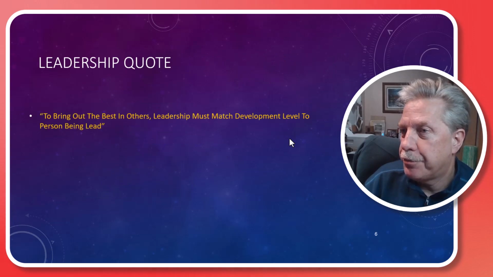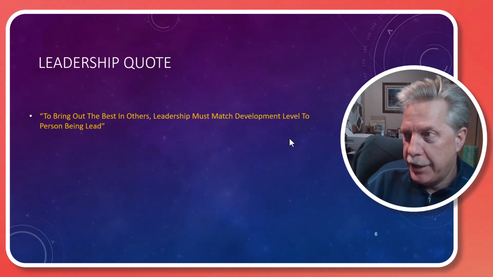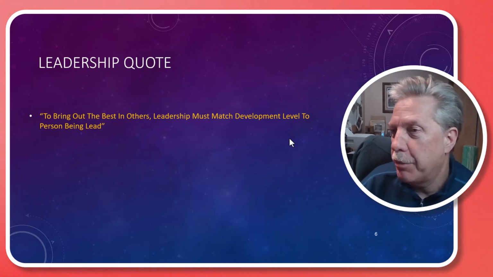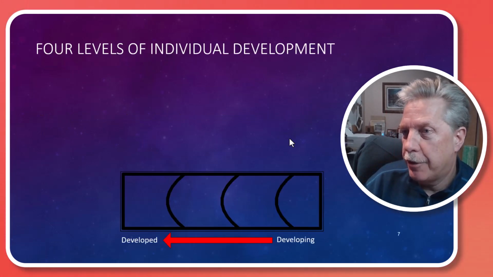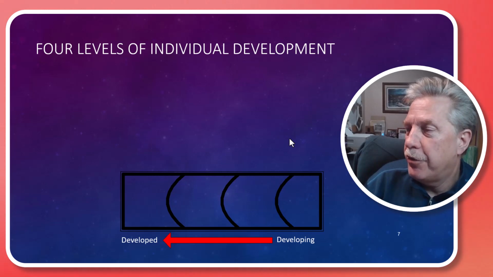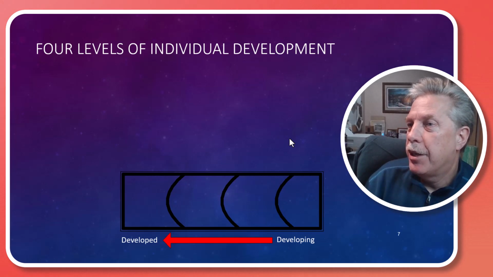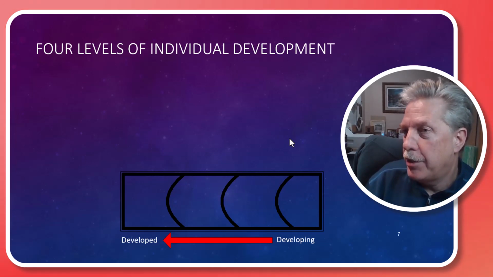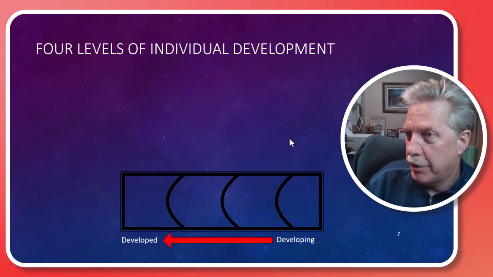So, the leadership quote that I want to bring to you is: to bring out the best in others, leadership must match development level to the person being led. That's the key to situational leadership. As the name implies, in a certain situation, you apply a certain type of leadership style. So there's 4 levels of individual development. As I indicated, they identified there were some missing pieces in the survey they did: the management teams didn't tend to focus on the development aspect of the person they were managing.